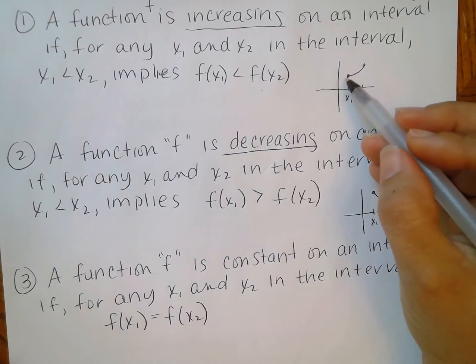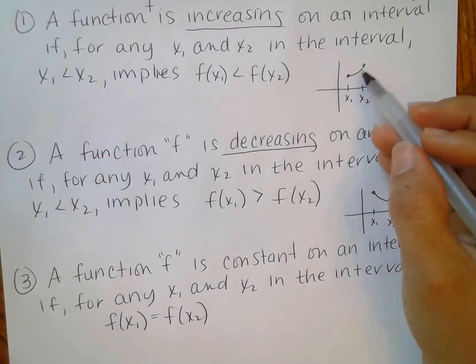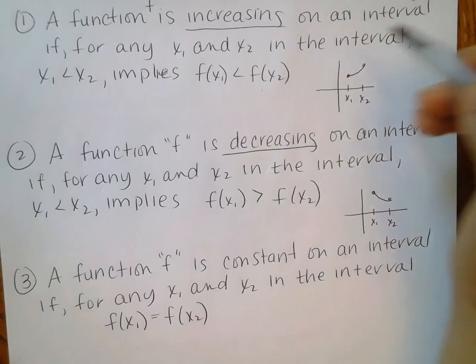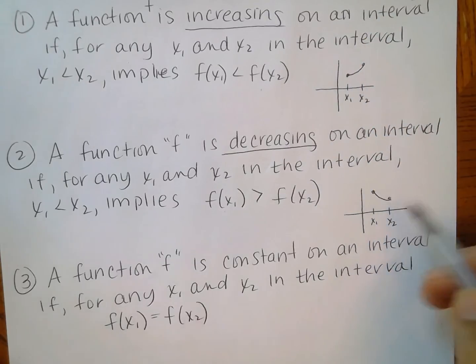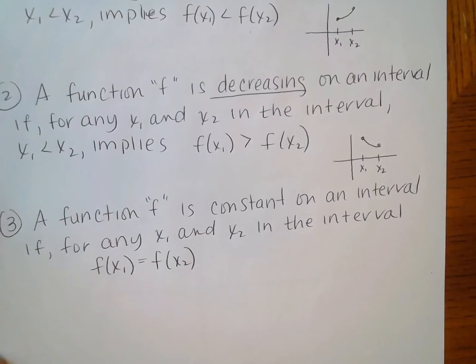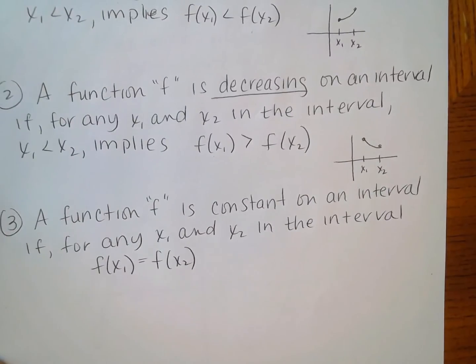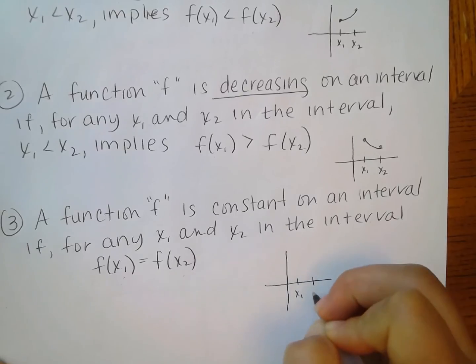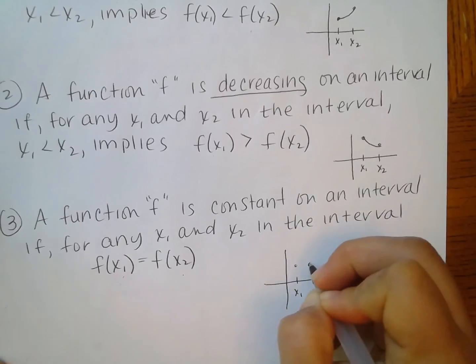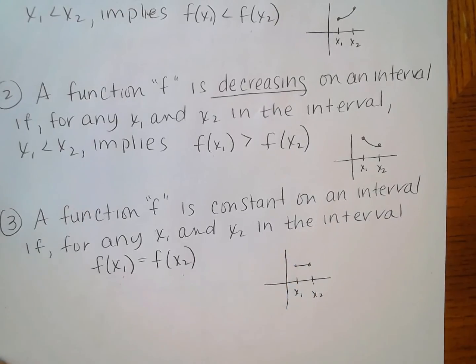Okay, so when my function is increasing, I can visually see that it's moving upward. It's got an upward tilt to it. When it's decreasing, it's got a downward tilt to it. And then this one is pretty straightforward: if it's constant on an interval, for any x1 and x2, and it doesn't matter which one is bigger, because if it's constant, then the two values are exactly the same, then the y values are equal. Again, I'll just use x1 less than x2. It just means that the y values are exactly the same and I have a straight line.